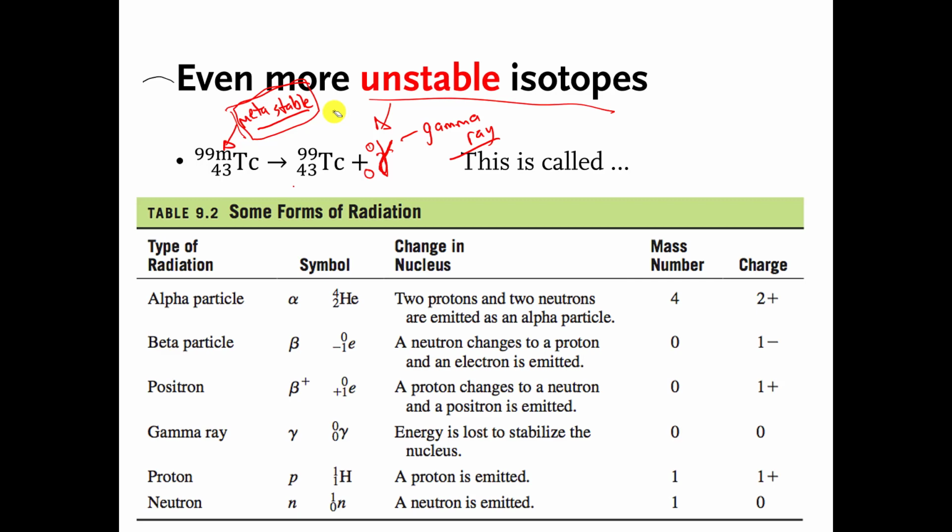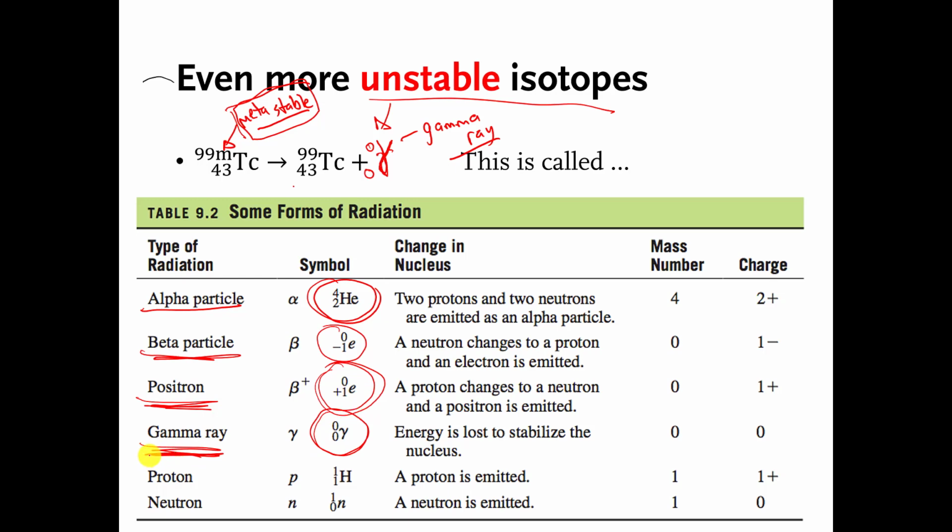Now, this is a table here that shows you some of the stuff that we've already talked about. So we talked about alpha decay. That's when you fire off a helium that has a mass number of 4. We talked about beta decay. That's when you fire off an electron. We talked about positron emission. That's when you fire off a positron. We just did gamma decay. That's when you fire off a gamma ray.